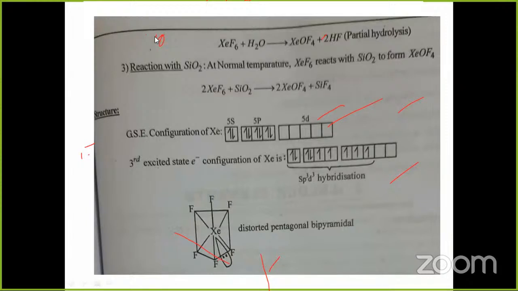And here this is also important. This is the ground state electron configuration of xenon, and this is the third excited state electron configuration of xenon. So after the third excited state, 1 s orbital, 3 p orbitals and 3 d orbitals combine together to form sp3d3 hybrid orbitals. In these hybrid orbitals, the vacant orbitals are associated with the remaining fluorines to form sigma bonds. Only the s orbital remains as a lone pair. That's why the geometry is called distorted pentagonal bipyramidal.